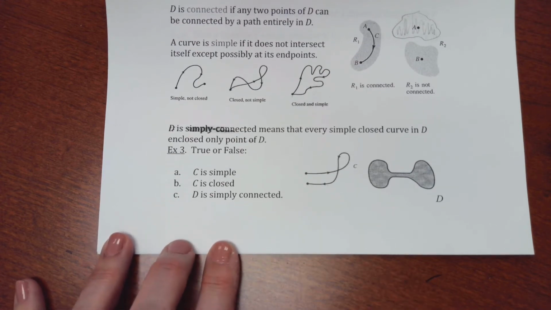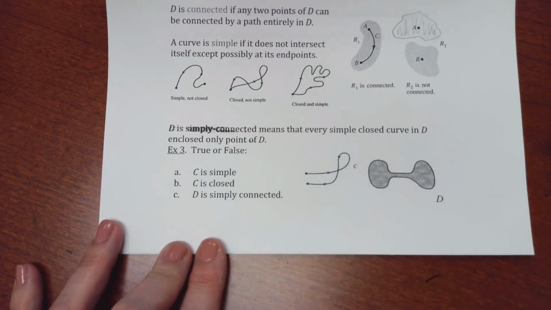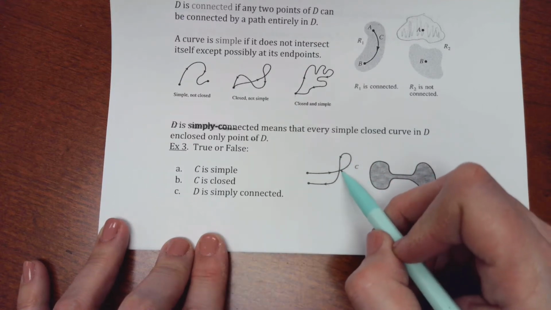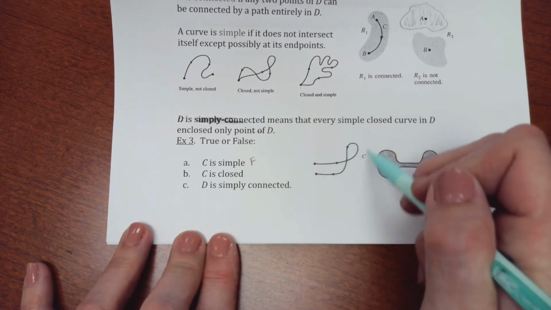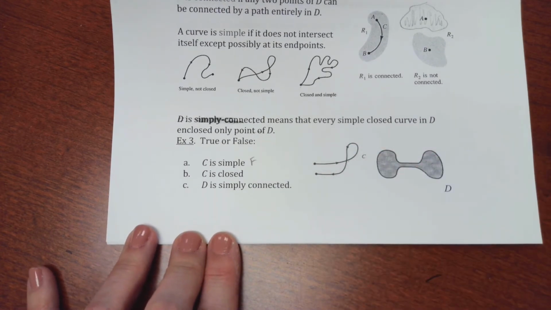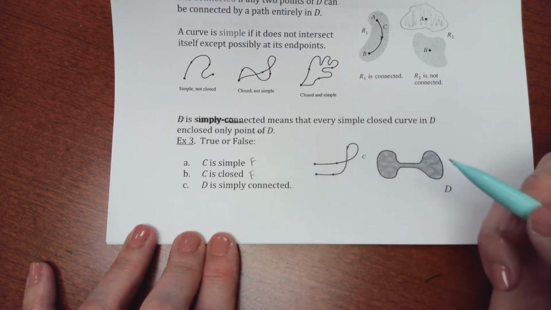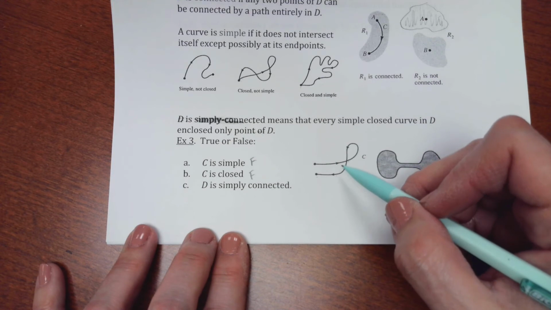Okay. All right. So let's say true or false right here. Domain C over here: is it simple? Think to yourself. No, it is not, right? Because it crossed over itself. So that one is false. All right. Is C closed? Is this area here closed? Yes, it is. Or no, it's not, sorry, because it didn't start and end in the same place. So that is false as well. So this thing is not simple and not closed.